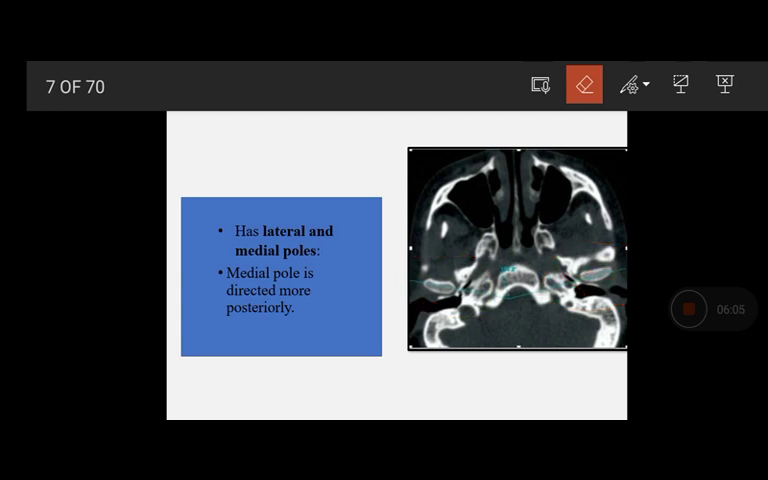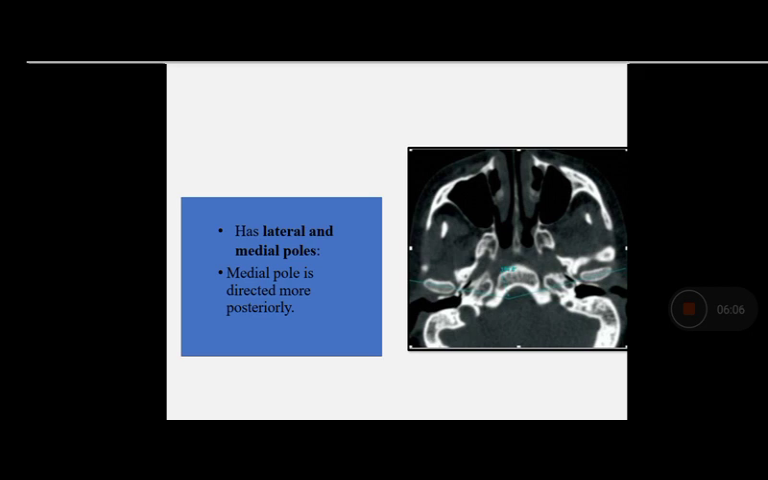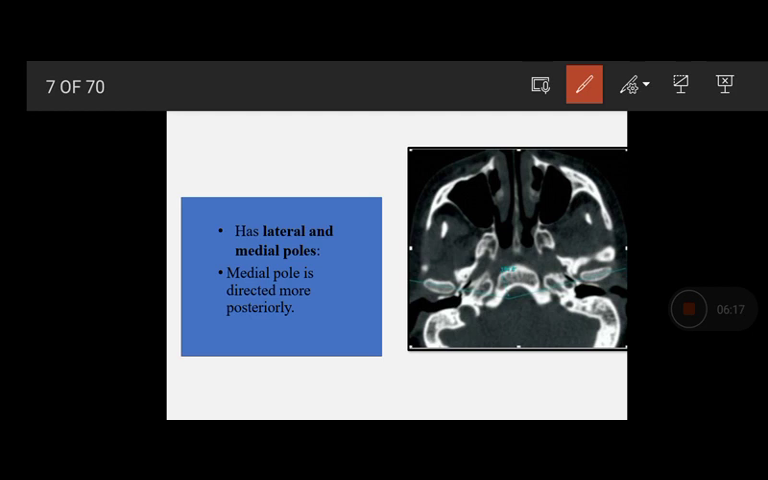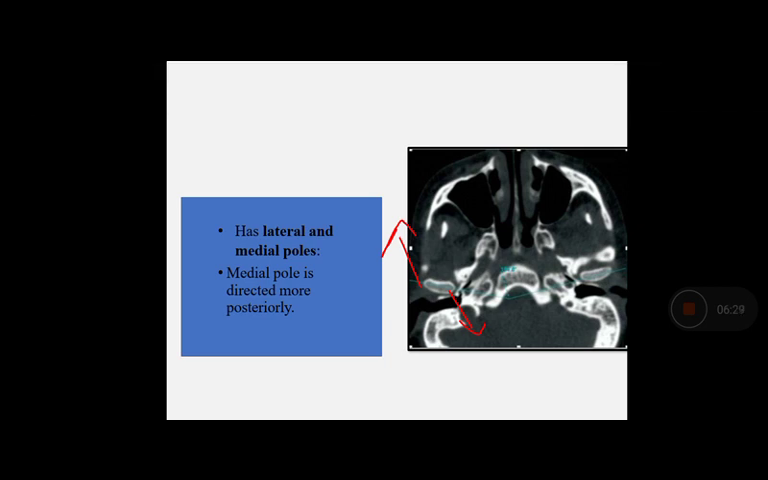Now from that you understood that there is a medial and a lateral pole, right? The medial pole is actually directed more posteriorly when compared to the lateral pole. That again you can make out from this. The medial pole is more posterior, whereas the lateral pole is anterior. I hope you all know that this is the lateral surface and this is the medial surface within the skull. So that is basically about the condyle.